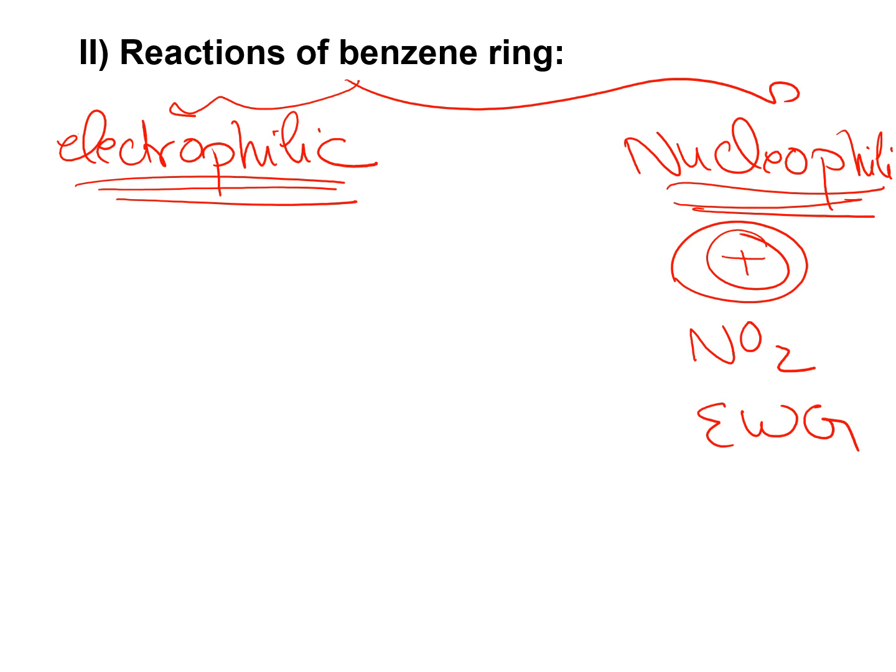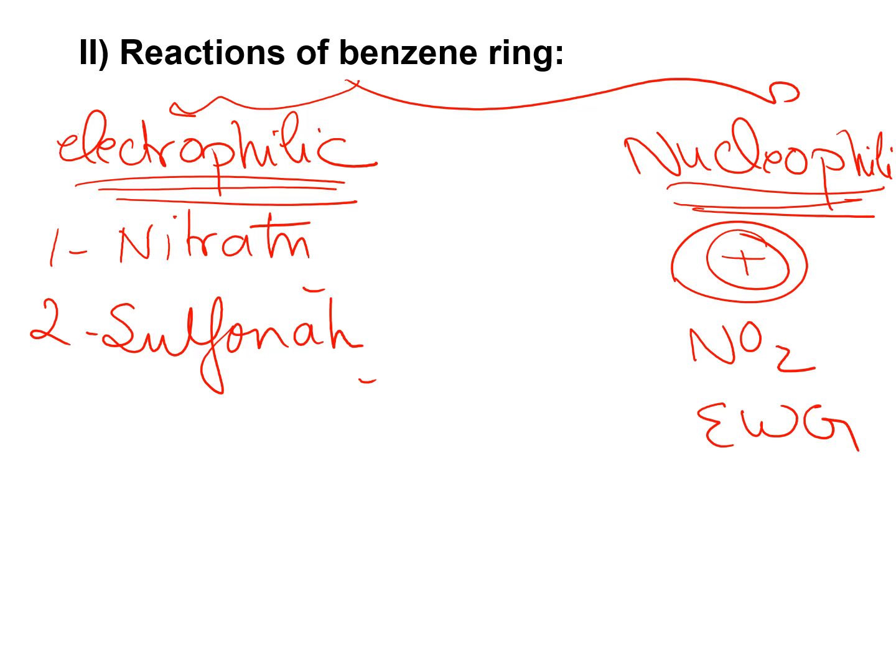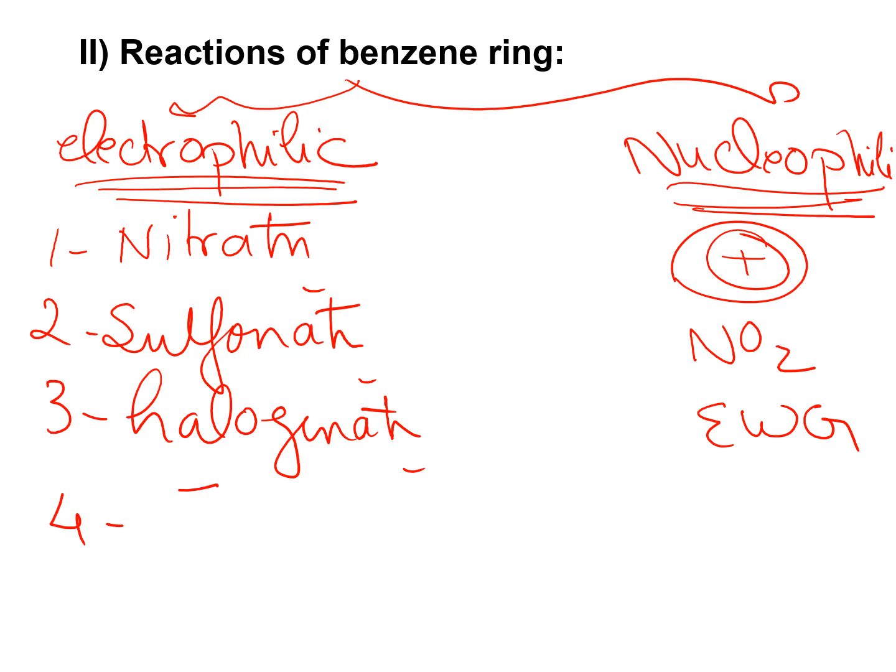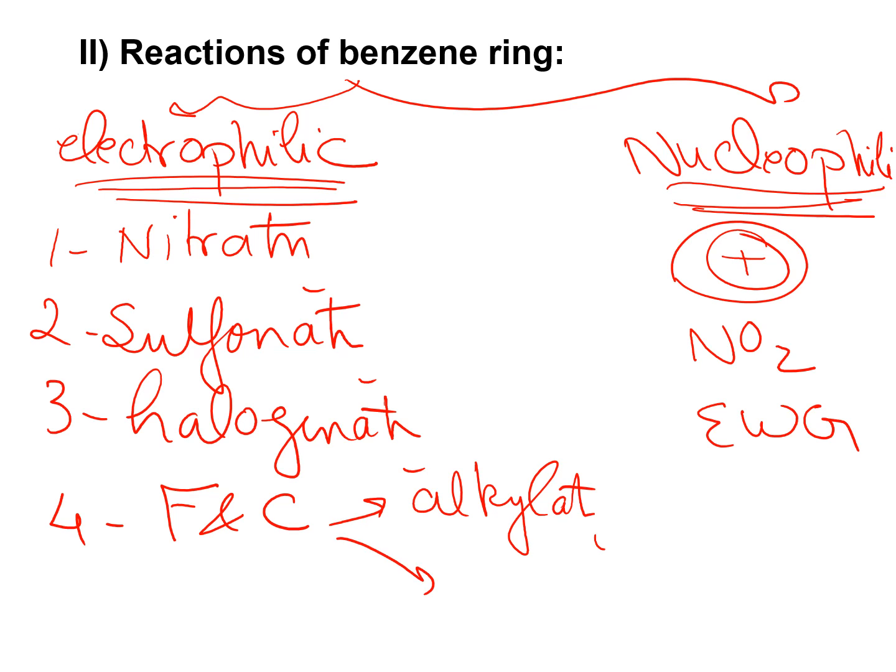Let's first remember what were the electrophilic substitution reactions that we know. These were the nitration, the sulfonation, the halogenation, and finally the Friedel-Crafts reactions, whether alkylation or acylation.